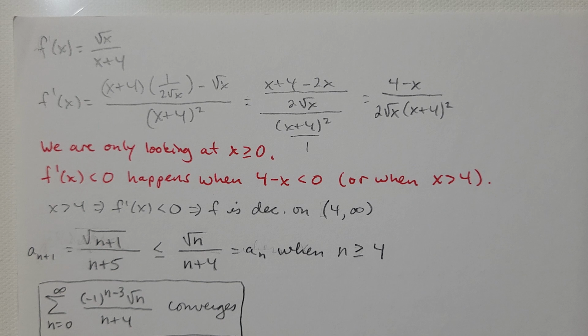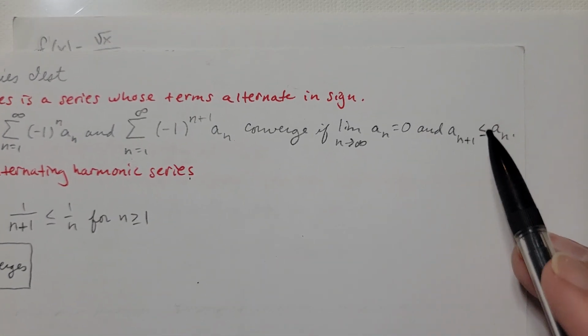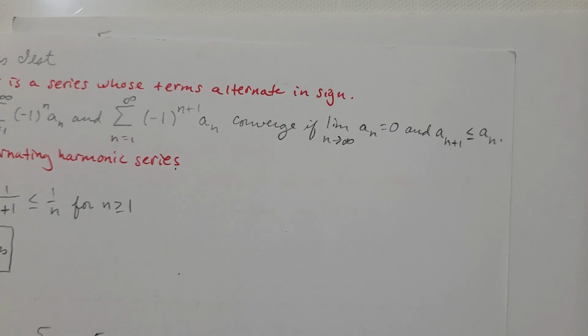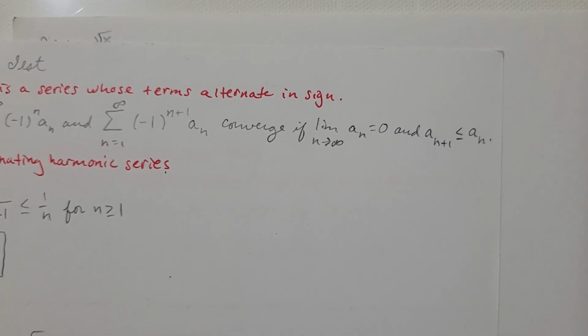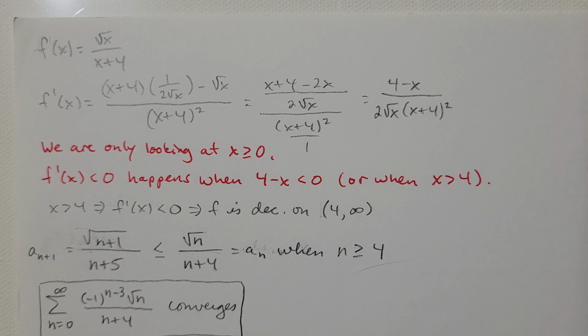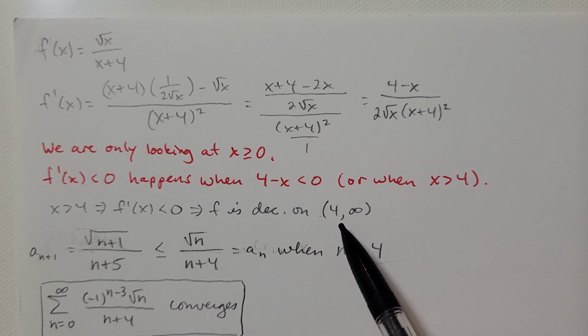Okay, now in this condition, all we need to know is, do the terms eventually decrease? It's okay if they don't immediately decrease, but do they decrease at some point, and then keep decreasing forevermore after that? And the answer would be yes. It'll happen here. So you're decreasing everywhere after 4.